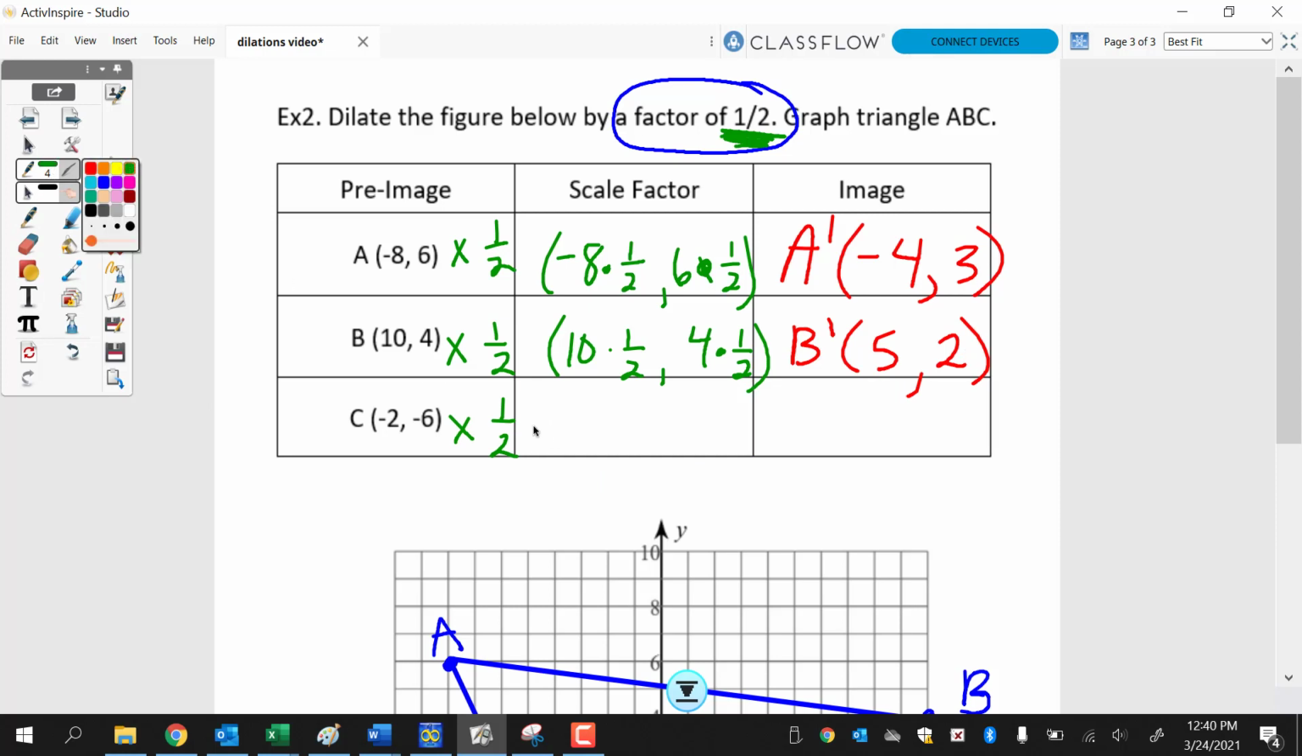And our last point, C. So we have -2 times 1/2 and -6 times 1/2. Especially with the negatives, if you're unsure, type it in Desmos. So here we go. Last one is C prime. -2 times 1/2 is -1. -6 times 1/2 is -3. So now we're going to graph those.